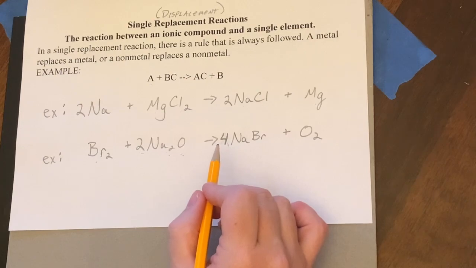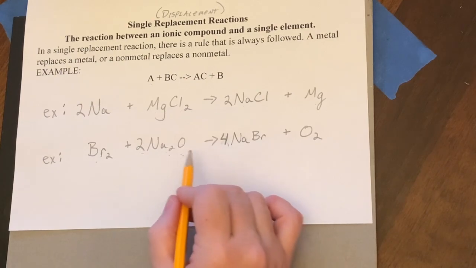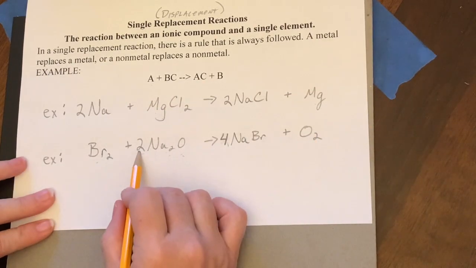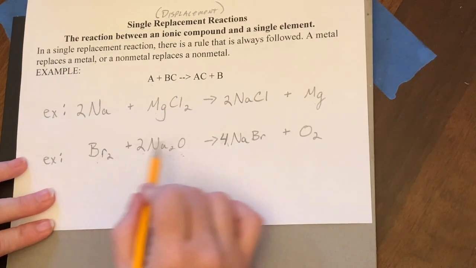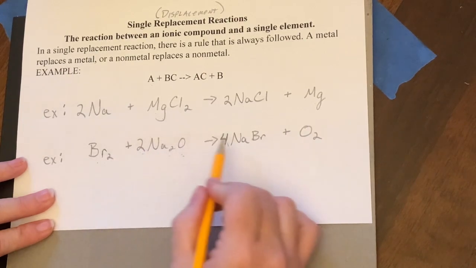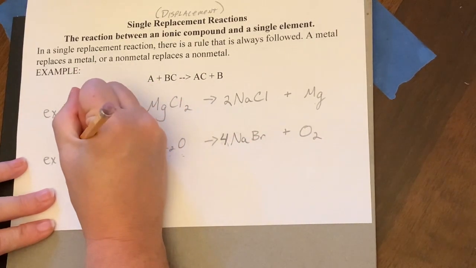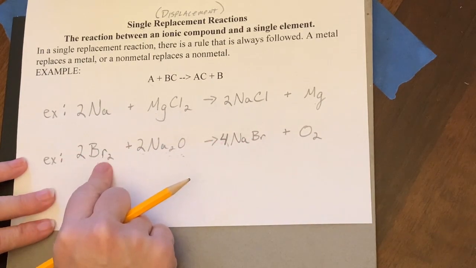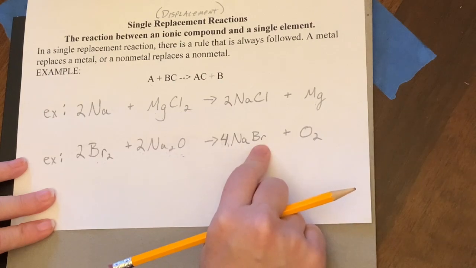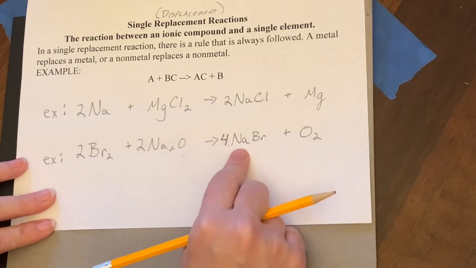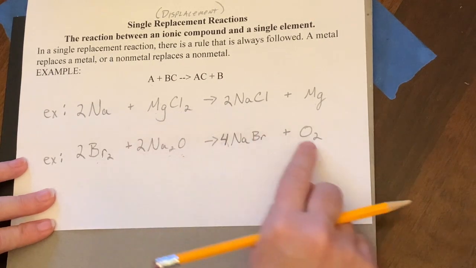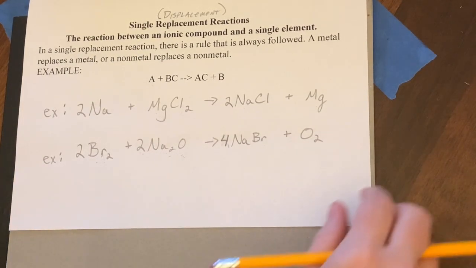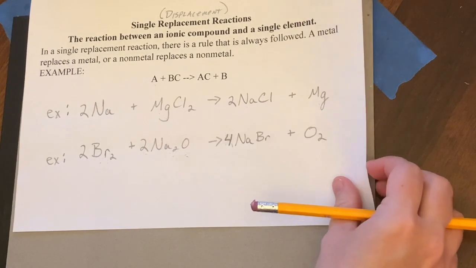My sodiums look good. And I now need to check my other elements. So my bromine, my bromine's not okay because I have 2 on the left and I have 4 over here. So I'm going to put a 2 there. So now I have 2 bromines. 2 times 2, 4 bromines, 4 bromines, 4 sodiums, 4 sodiums, 2 oxygens, 2 oxygens. Now you are good to go. And sometimes it does take a little finagling and work to do these.